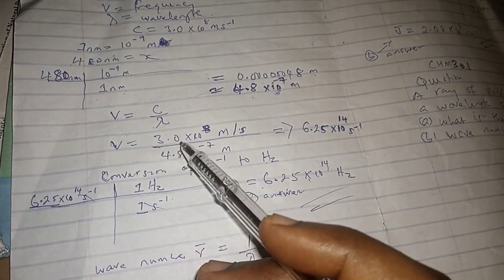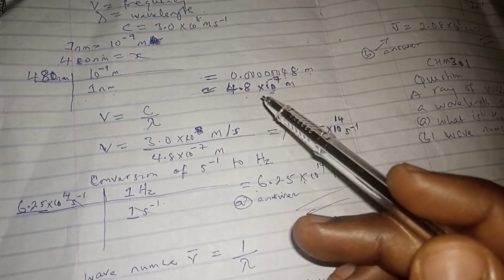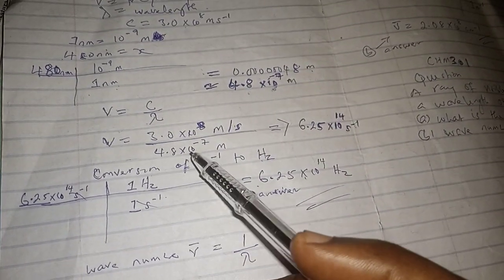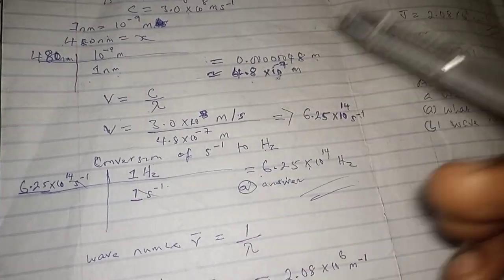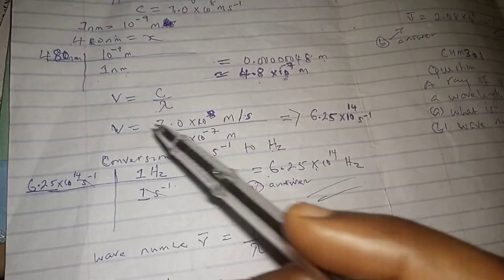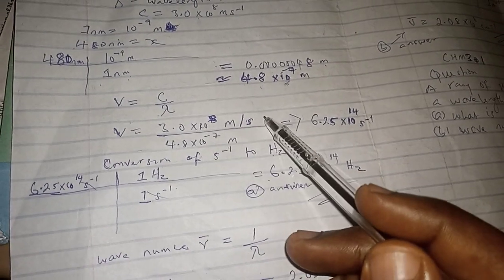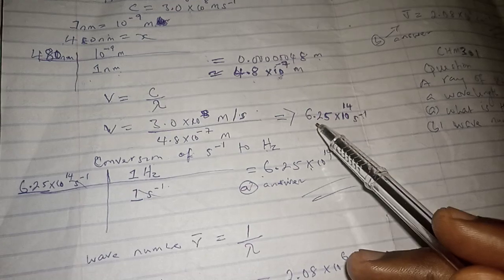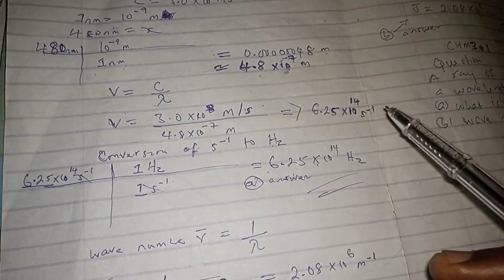Frequency will now be equal to 3.0 times 10 raised to the power of 8 meter per second, which is the speed of light as a constant, divided by 4.8 times 10 raised to the power of negative 7 meter, which you have converted from 480 nanometer into meter. And once you divide this by this, meter and meter will cancel, and you have per second left there as a unit. And you have your answer as 6.25 times 10 raised to the power of 14 per second.